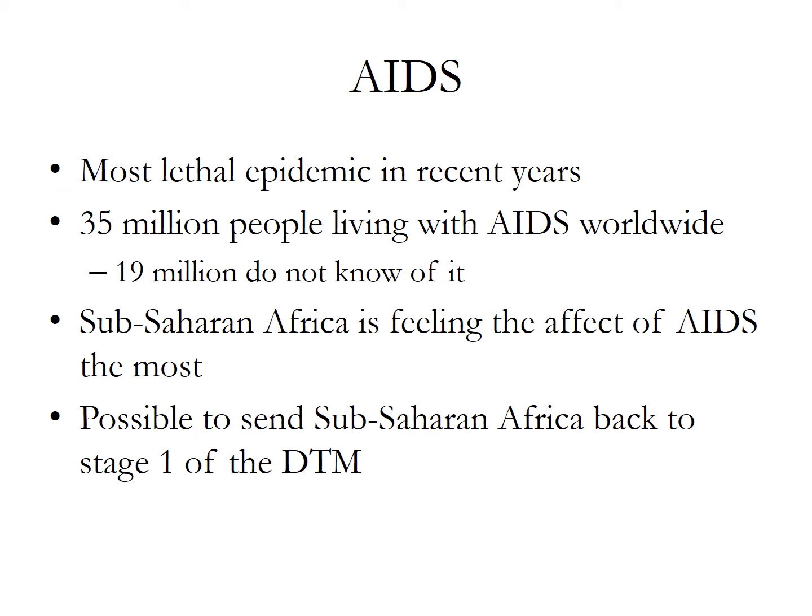And then finally, we have to talk about the AIDS epidemic, because this is one that has affected sub-Saharan Africa, all the countries throughout sub-Saharan Africa, so much that it's possible to send countries back. Their death rates could rise so exponentially that it could look like stage 1 of the demographic transition model, right? And normally countries would not go backwards. You can't go backwards. But because of this terrible disease, we could actually see it happen.